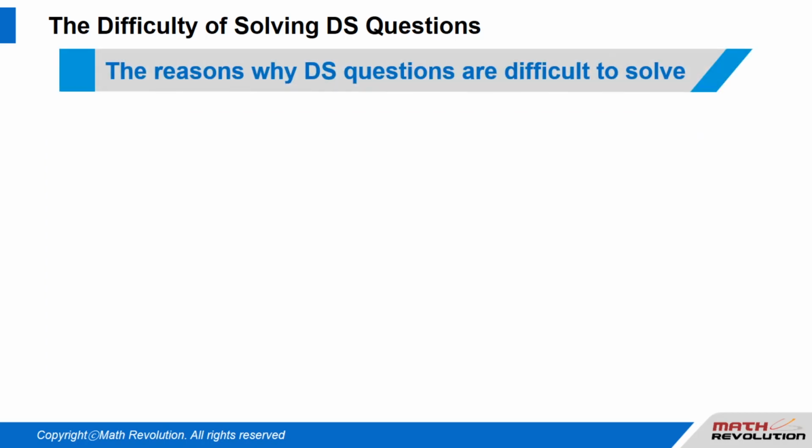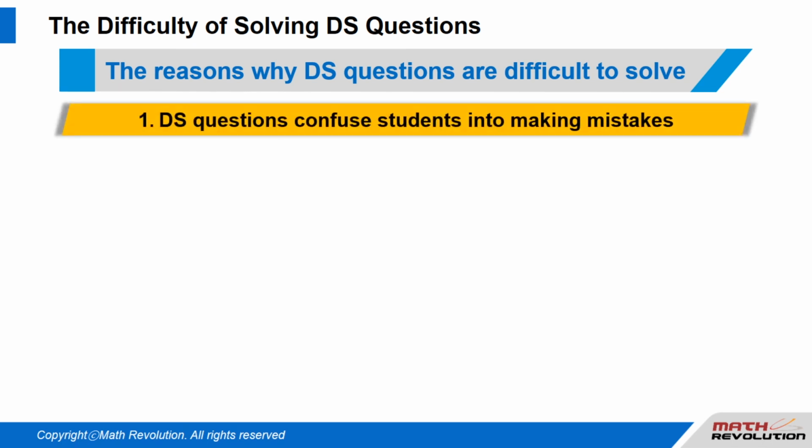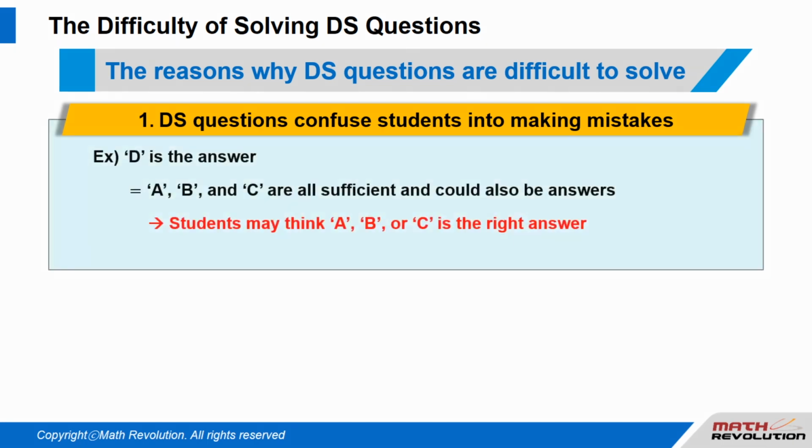The reasons why DS questions are difficult to solve. There are 3 reasons. The first reason is that DS questions are designed to confuse students into making mistakes. For instance, if D is the answer, then this means A, B, and C are all sufficient and could also be answers. So students may think that A, B, or C is the right answer. This refers to common mistake type 3 and 4.